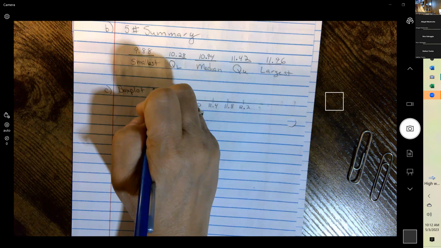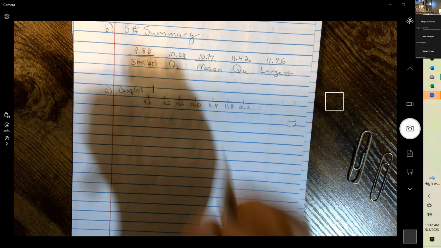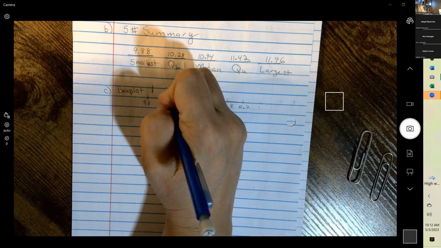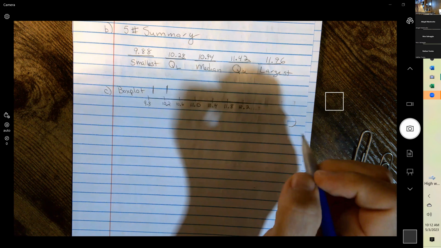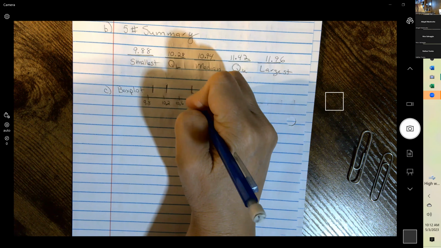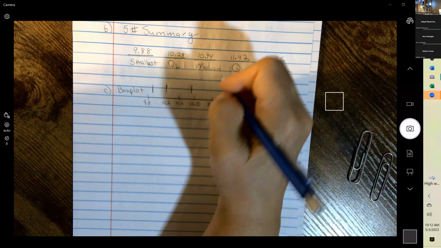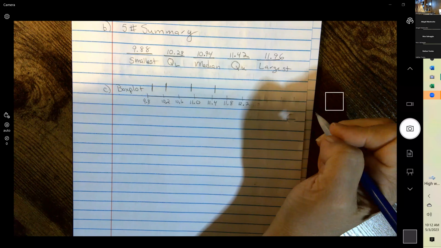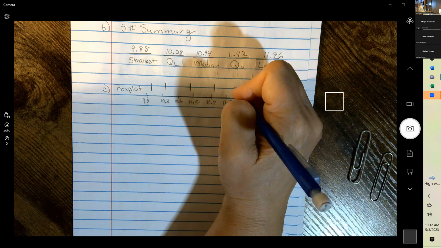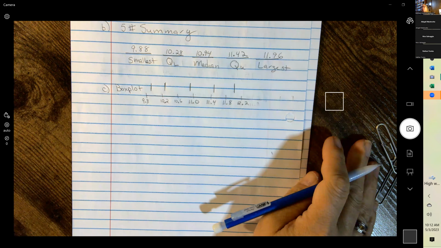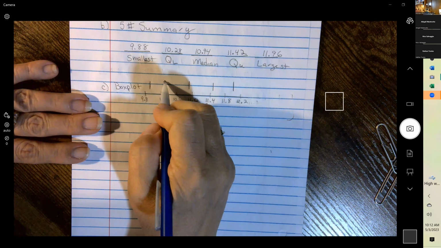98.8, so about here. 10.28 there. 9.4. 4.2. 9.6. And then put the box.